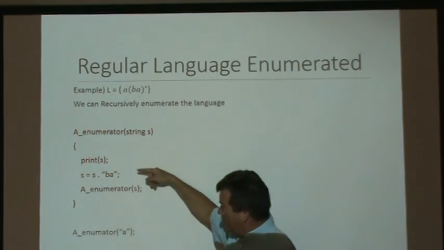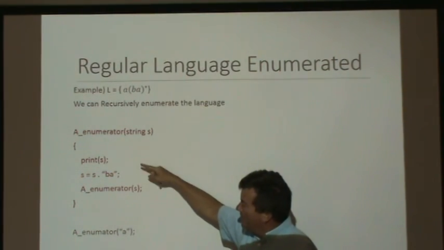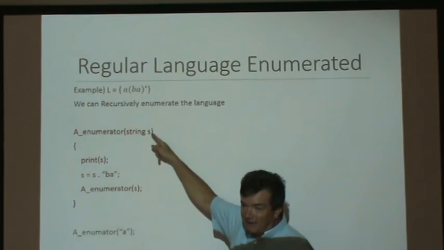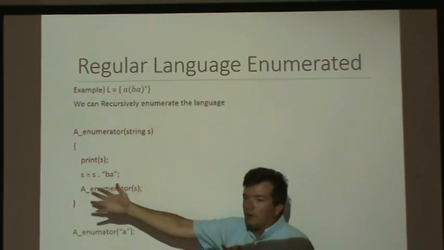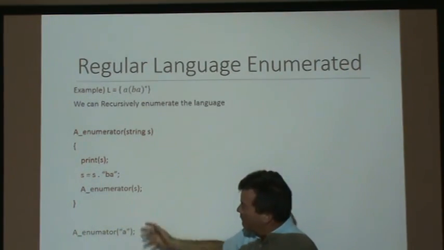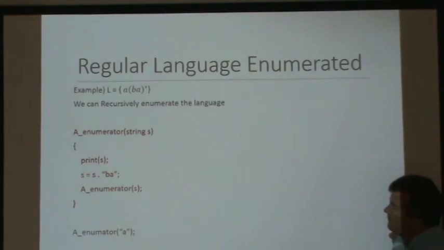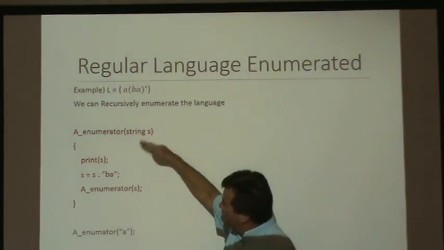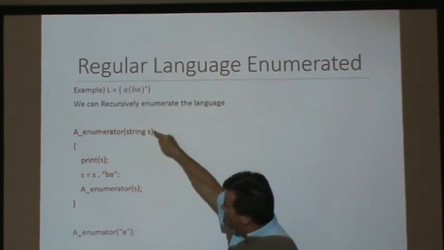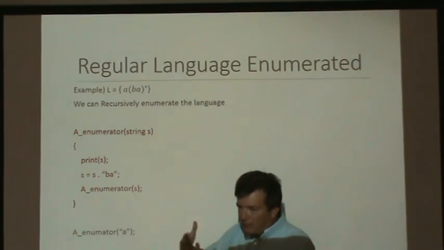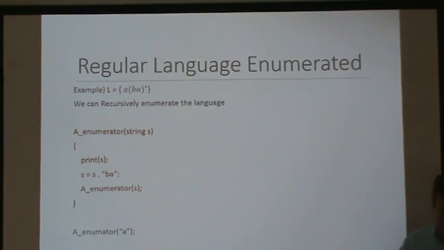And this would now be an infinite loop, right? Because it keeps calling itself and it never stops. But it would enumerate the whole language. So if I ran this, it would run forever, and it would print out every word in our language. So this is a way of calling the function recursively, and I'm enumerating, printing out the whole language. So I'm recursively enumerating a language.